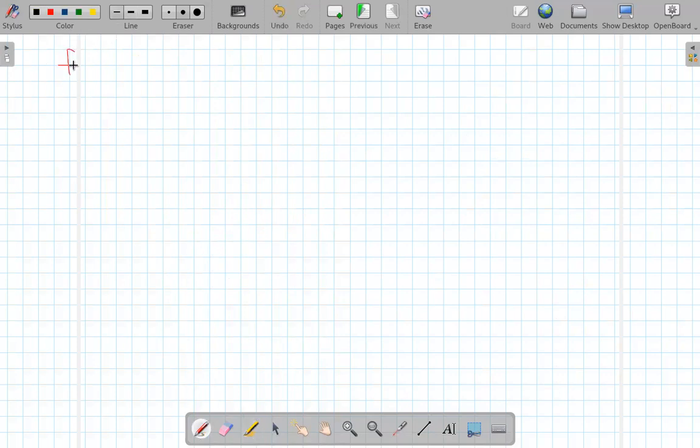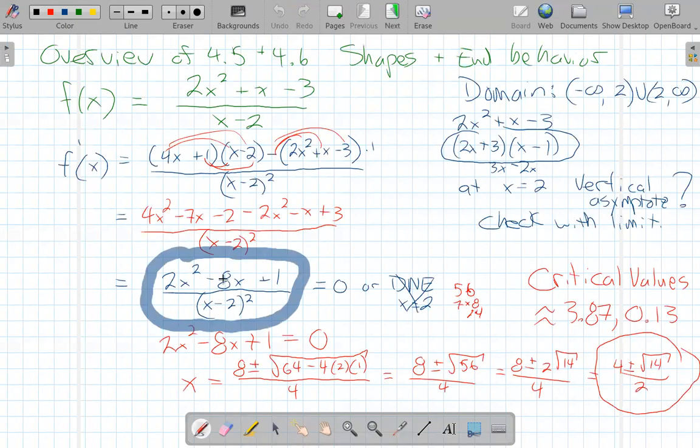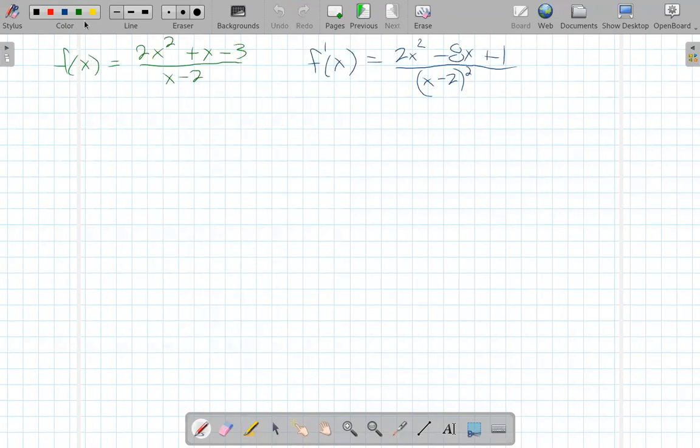So we have the original function. Oops, let's use a different color. f of x is equal to 2x squared plus x minus 3 over x minus 2. We've got the derivative of that as 2x squared minus 8x plus 1 over x minus 2 squared. Double check I did that right. Looks good. Now we need the second derivative, which is the derivative of the first derivative.